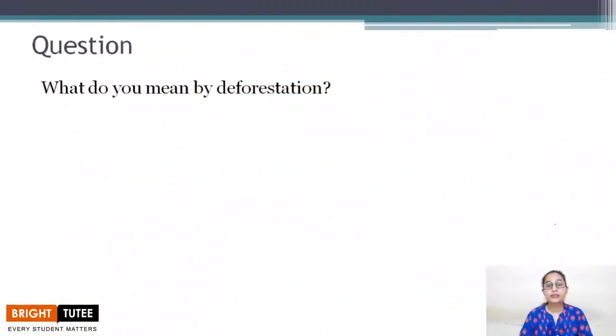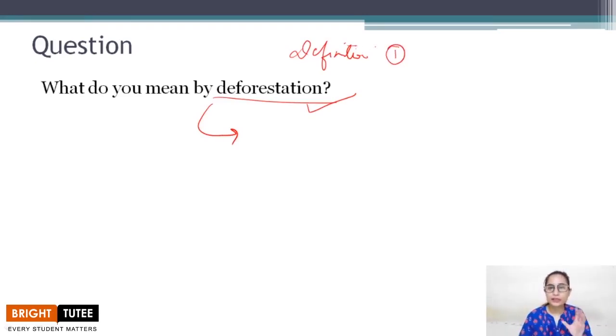Hello students. In this session, we will be discussing the important questions of the first topic of 7th chapter, that was deforestation and its causes, right? So the first question is, what do you mean by deforestation? What is deforestation and what do you understand by this word? Students, here you have to provide the definition of this word, which is only a 1 mark question, right? Not more than that. You just have to explain the meaning of this word.